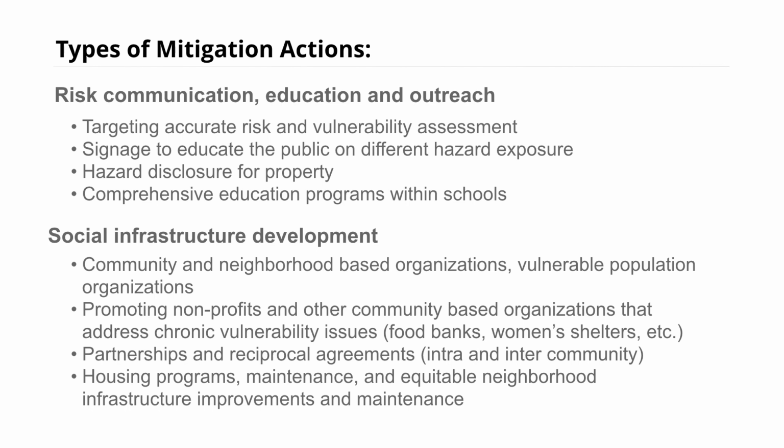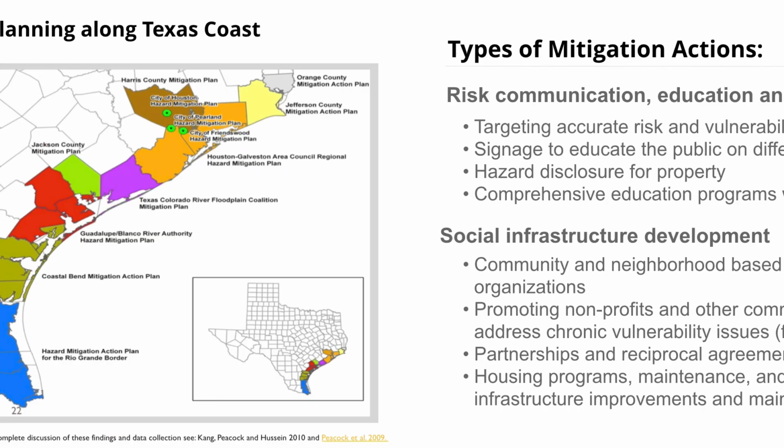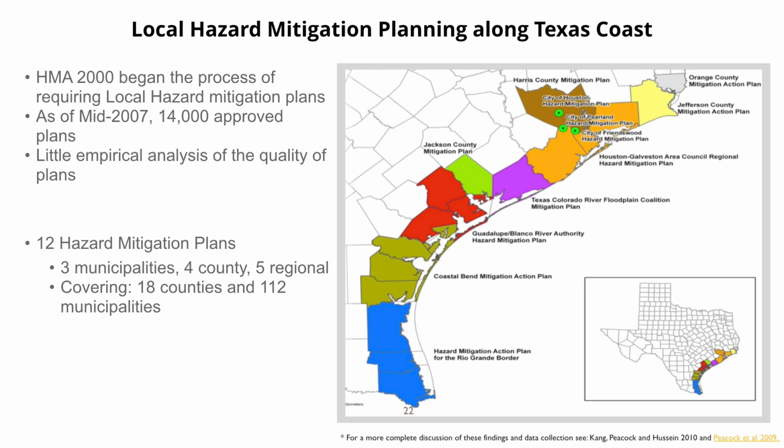Partnerships and reciprocal agreements, both inside and between communities, can be very important. We'll see that this actually can be a driver for enhanced mitigation. Housing programs, maintenance programs, and equitable neighborhood infrastructure improvement and maintenance programs are important. Oftentimes, the most vulnerable areas are populated by highly vulnerable, low-income populations. Those areas that need to have the infrastructure improvement and investment are often the last. And what can happen is then increased flood risk, increased flooding damage, and the like. We saw that with Hurricane Ike in Galveston, for example.